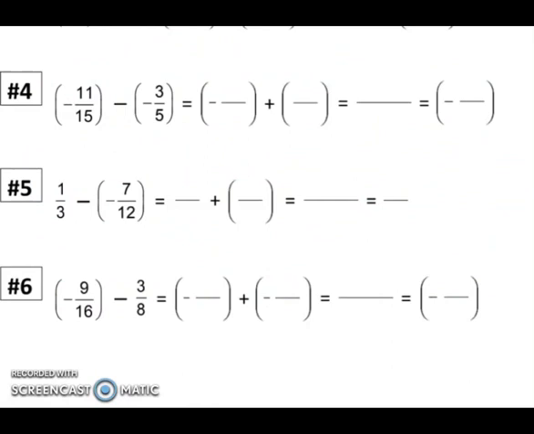Okay, number 4, I need to find the common denominators. So I have 15 and 5. I could multiply 15 times 5, but that's actually going to give me a number bigger than my least common multiple. If I count by 5s, when will I ever hit 15? Well, I would. So if I multiplied this by 3, that would give me 15.